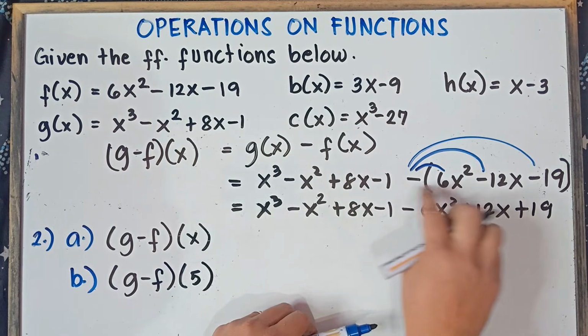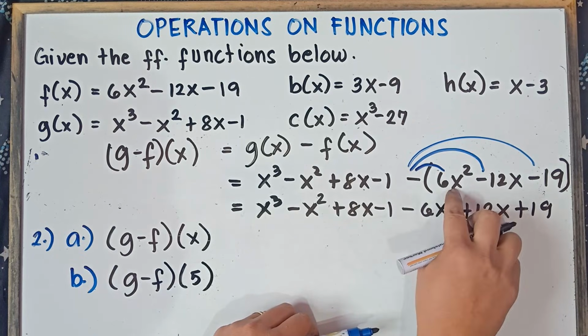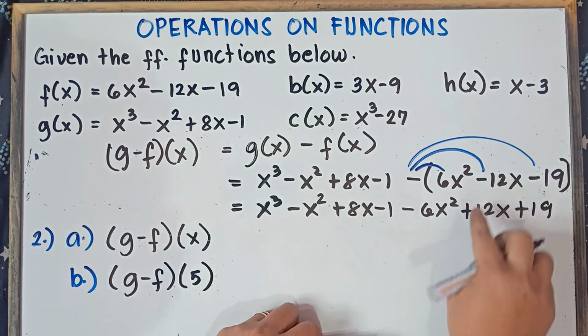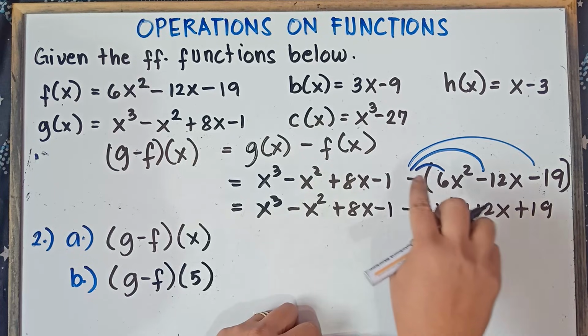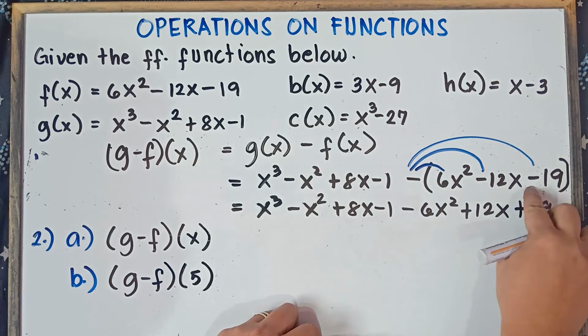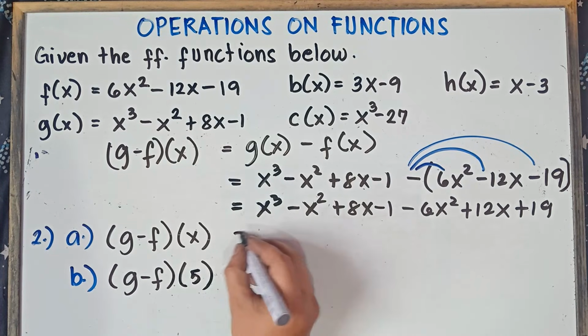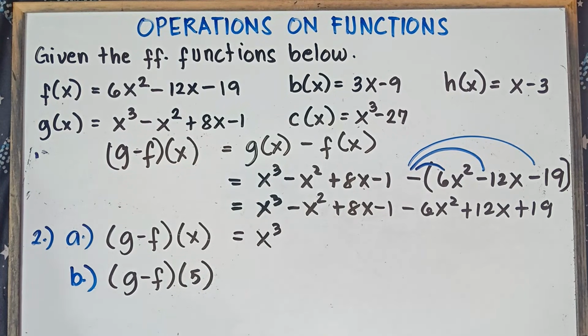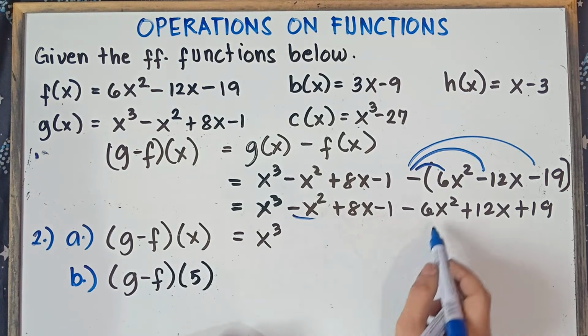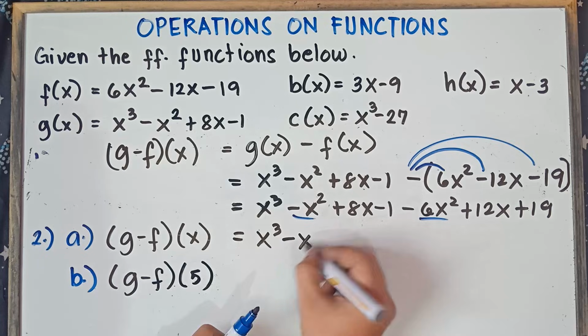Once again, class, you need to distribute the sign. Negative times positive is negative. Negative times negative, that would be positive. Copy 12x. Negative times negative 19, that would be positive 19. And then simply combine like terms. So we can arrange this one. X cubed comes first. So x cubed. Alright, and then we have x squared. And then x squared. So negative x squared.